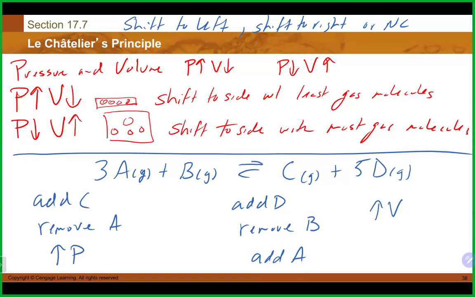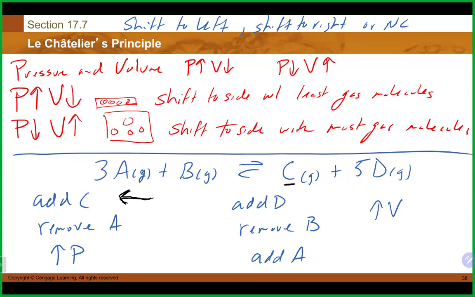In this case, we're going to add C. So C is over here on the right-hand side of the equation. And when we add, it goes away from it. So it should shift the equilibrium to the left in this case. Again, the reason for that is when we add C, we now have more products than reactants, and that's going to kick off the reverse reaction, which is why it's going in that direction.